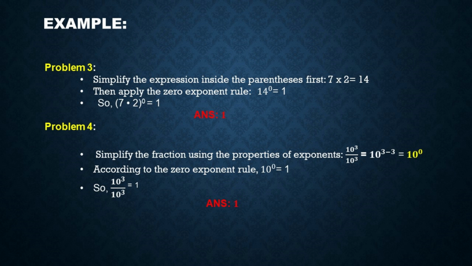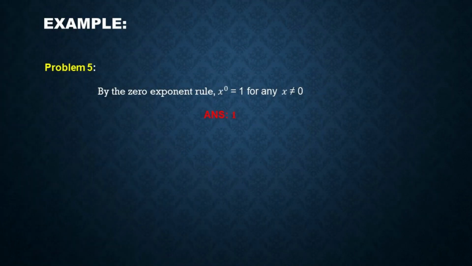In problem 4, simplify the fraction using the properties of exponents. 10 raised to 3 over 10 raised to 3 is equal to 10 raised to 3 minus 3. 10 raised to 0 will be equal to 1. In problem 5, by the zero exponent rule, x raised to 0 is equal to 1 for any variable which is not equal to 0.